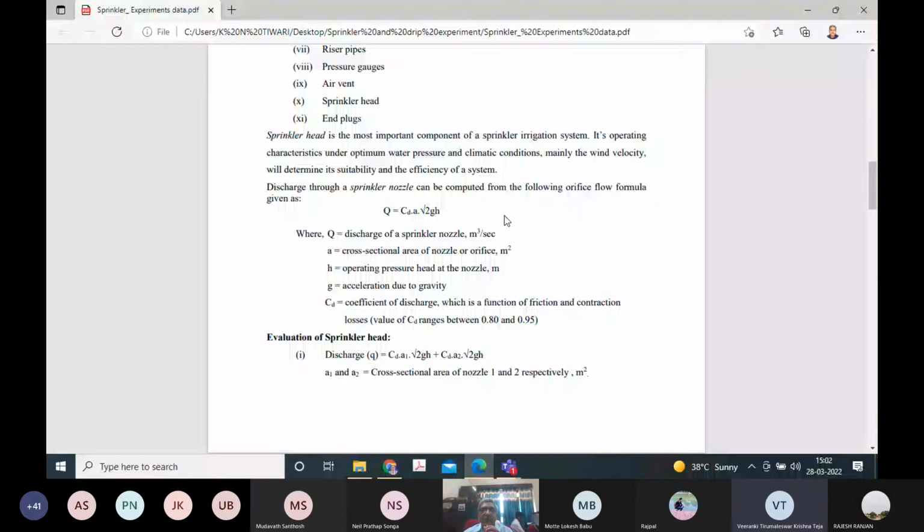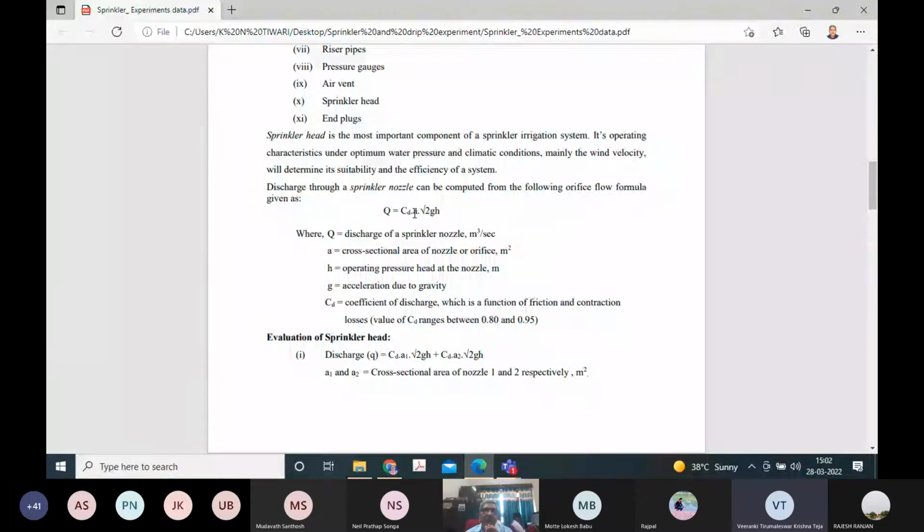If I know the diameter of the sprinkler nozzles, so both if it is a twin nozzle, we need to know what is the sprinkler nozzle diameter, and accordingly one can find out the area of the opening of the sprinkler, and accordingly the discharge can be computed. And g is the acceleration due to gravity. Now if we are evaluating, there are two sprinkler nozzles, so we can write total discharge from a sprinkler head.